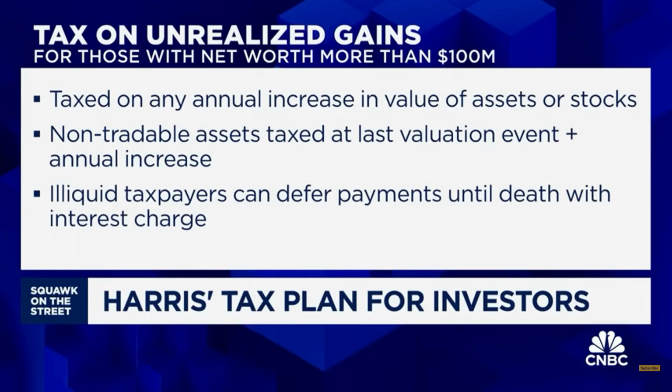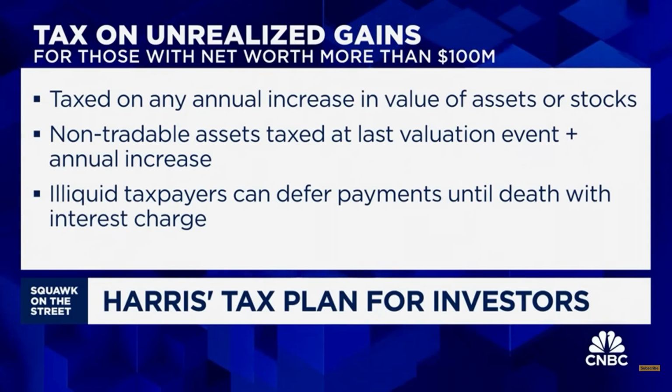So if that's not bad enough, look what she's coming up with next. She's also calling for a tax on unrealized gains for those with a net worth of more than $100 million. So that would call for a minimum tax of 25% on unrealized gains, even if you didn't sell something and it gained in value during that year. So they would be taxed on any annual increase in the asset or value, again, even if you didn't sell.